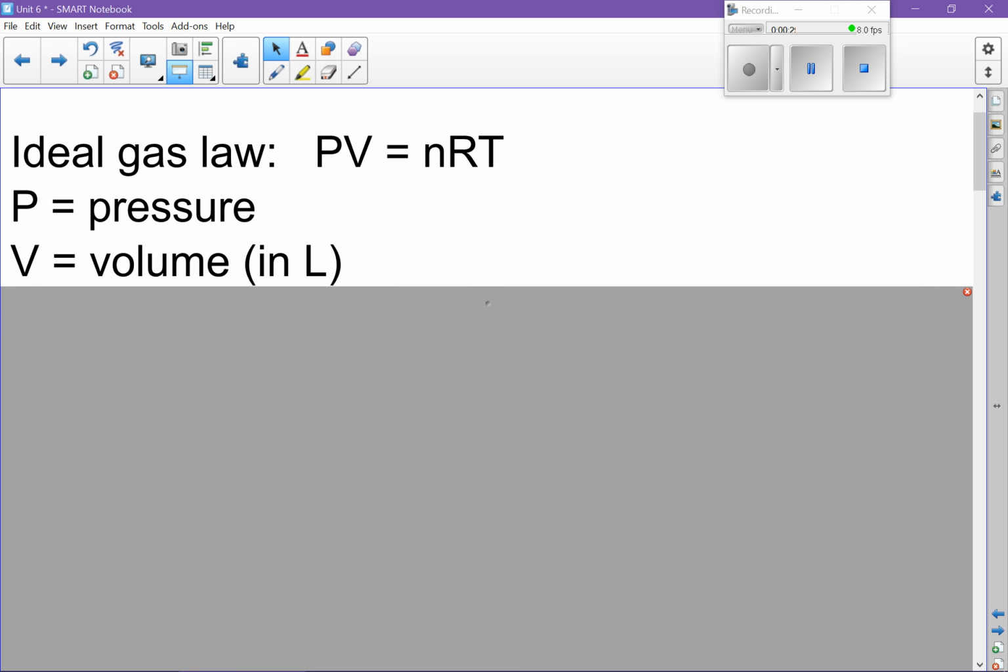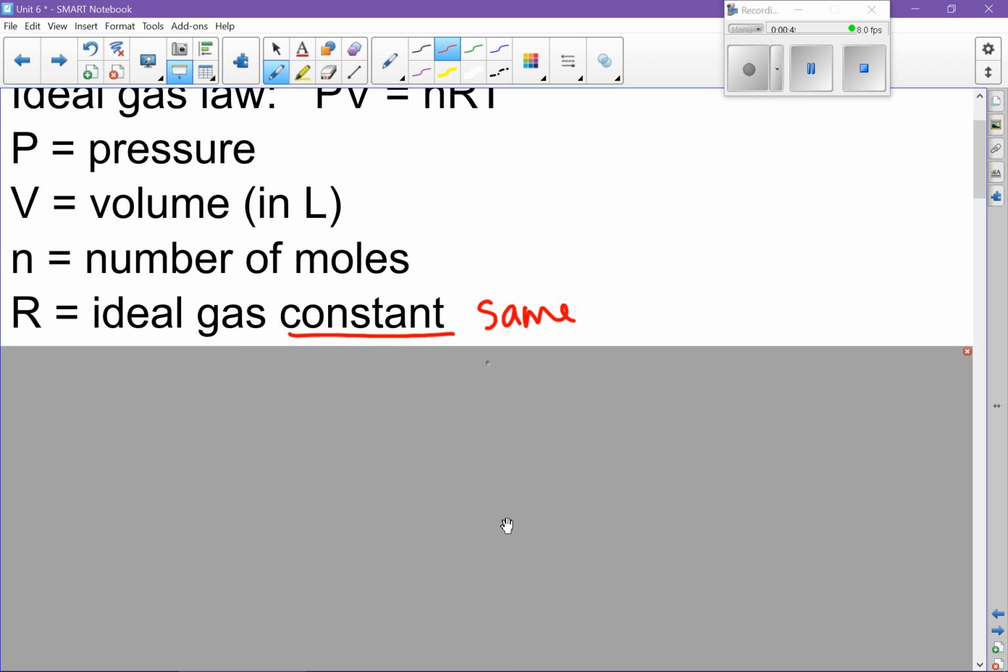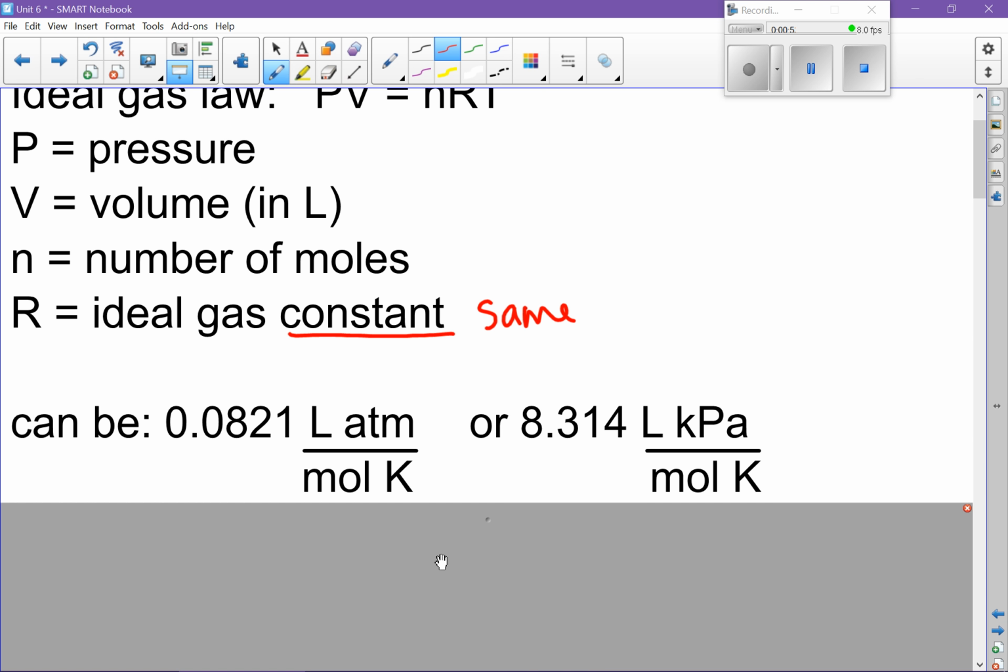This is not something you need to memorize. We will give this to you. So you'll just have to choose between these two. There's two options for R. It'll be 0.0821 liters atmospheres per moles Kelvin, or 8.314 liters kPa per moles Kelvin. Notice the only difference is the pressure unit. Just based on the pressure in the question, we'll choose the correct ideal gas constant. Again, these are numbers that will be given to you and you'll just have to use them in your math.